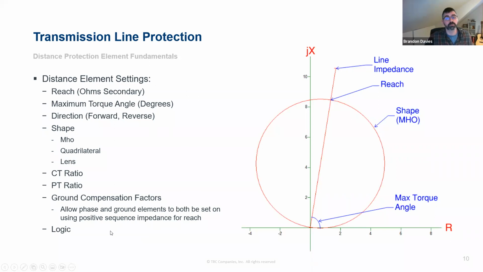And then finally, we're going to provide some logic. So we've set this element. It's made a decision that this is a fault. Well, that's a bit inside the relay that asserts to a logical one. We need to use that in relay logic to program the output contact or whatever other logical function we need to do when that element asserts.